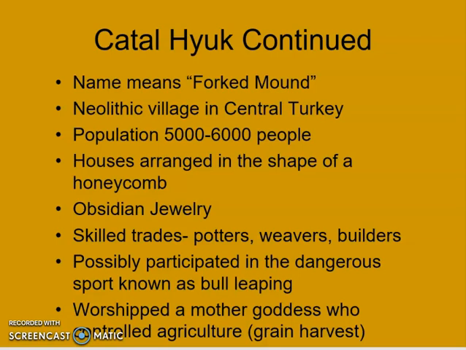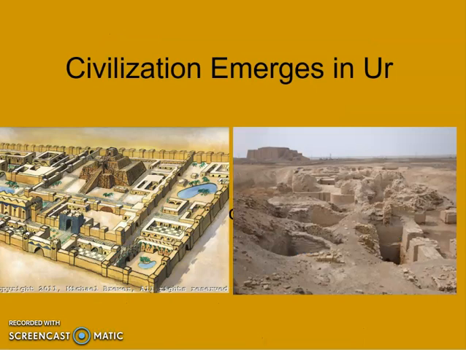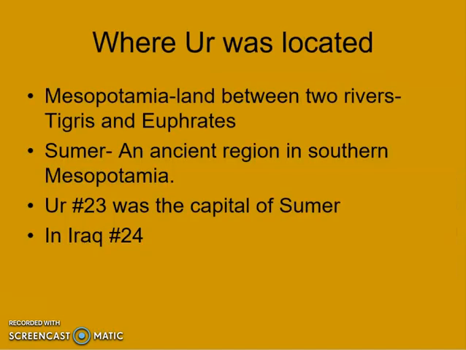Oh, hey, obsidian jewelry. Didn't mention that. They had weavers and other skilled jobs. And then eventually civilization emerges in a place called Ur. Ur is the answer to number 23. There was this little place called Sumer. It was a really cool little area near the rivers in modern day Iraq, number 24.